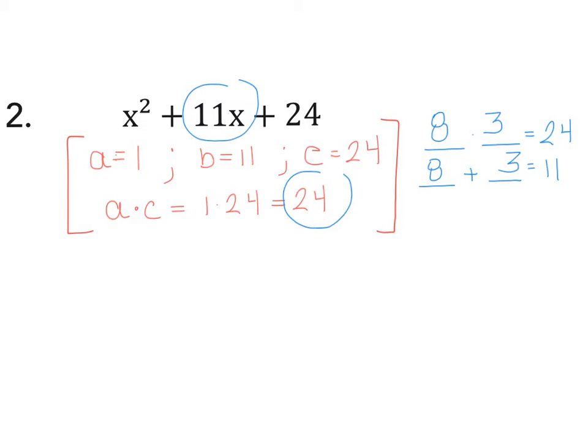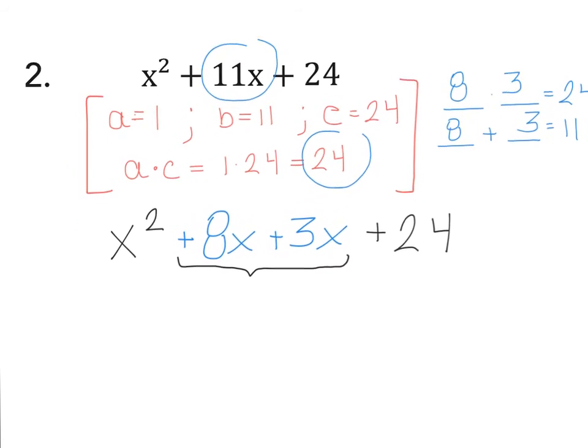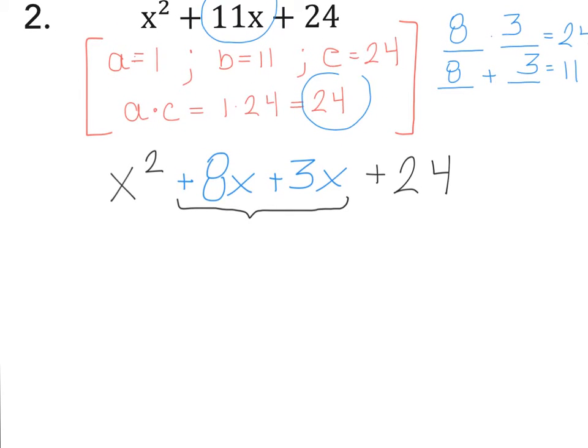Okay. Next step, rewrite our original polynomial, x squared. Instead of writing 11x, we write plus 8x plus 3x plus our constant of 24. To repeat myself, 8x plus 3x can be combined to equal 11x. We did not change anything, we just rewrote our original polynomial. Now we can factor by grouping.